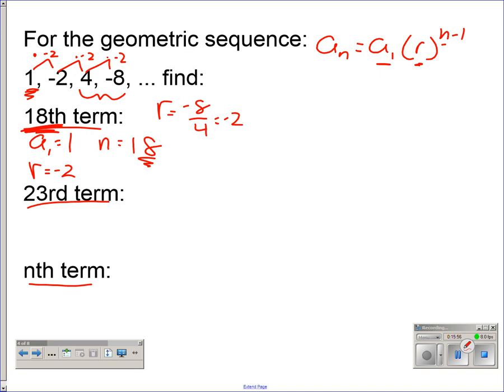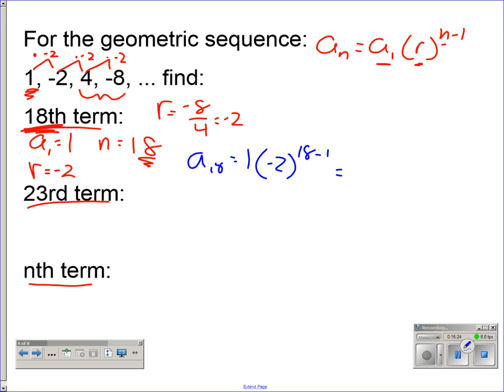Okay, so we got the 3 numbers we need. We can find the 18th term, no problem. All it is: a sub 18, my 18th number, is equal to my first term, 1, times my common difference, or not my common difference, my rate, which is -2, to the n minus 1 power, 18 minus 1.